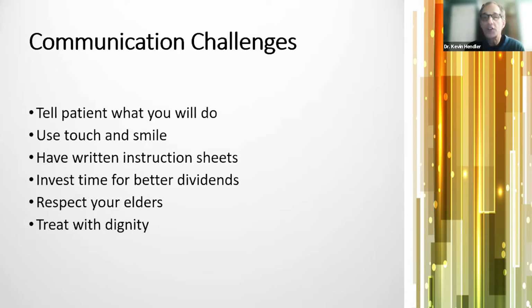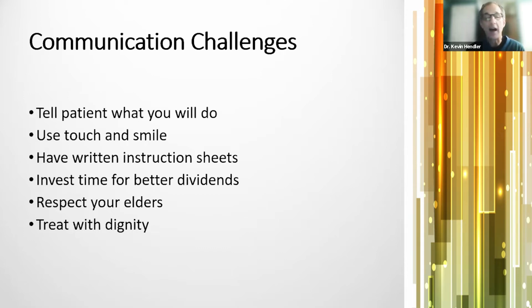Tell the patient what you're going to do. I will address the patient, and before I start anything, I will tell them what I'm going to do, including, I'm going to recline the chair now. You don't want to surprise people, especially if they have dementia, because your appointment can end rather quickly.